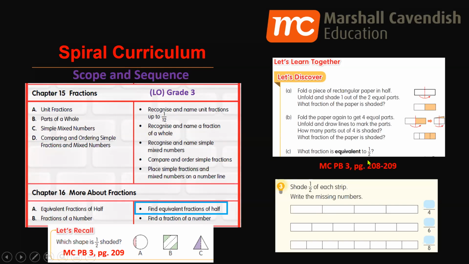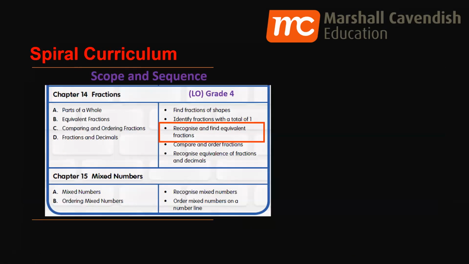All right, so this is page 208, this is page 209, so the 209. So there is this fraction strip that talks about half folded into 2 parts. This is where the half is folded into 3, and this is where the half is folded into 4. So following this activity would be this chart here to reinforce what they have learned.